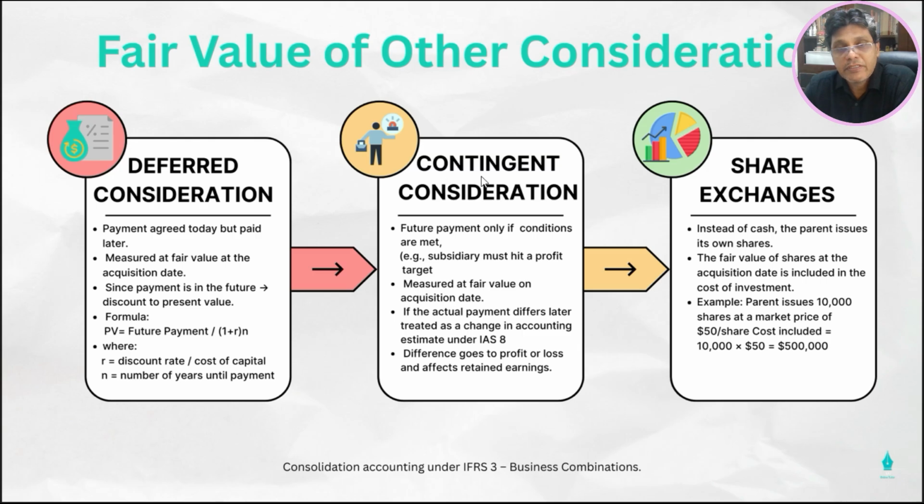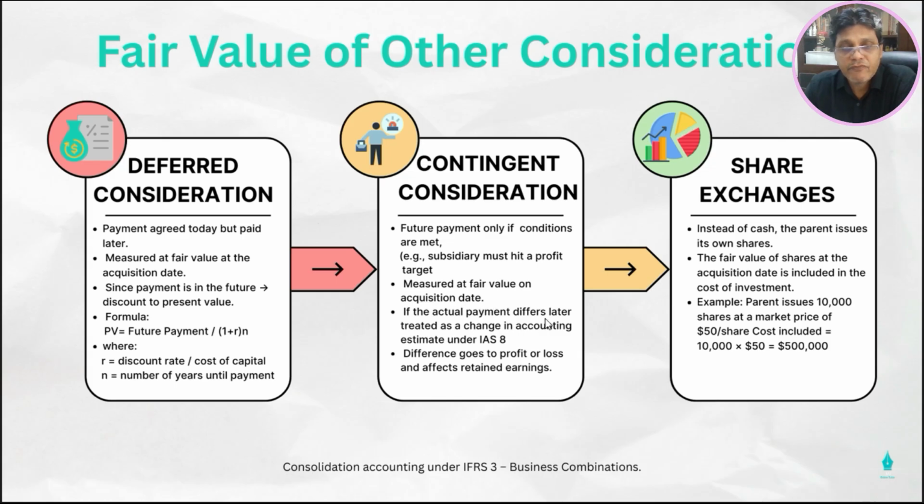When it comes to contingent consideration, it is a future payment made only if conditions are met. For example, the subsidiary must hit a profit target. When the profit target is hit, the payment will be made. This is contingent upon achieving certain targets. This is also measured at fair value on the acquisition date.